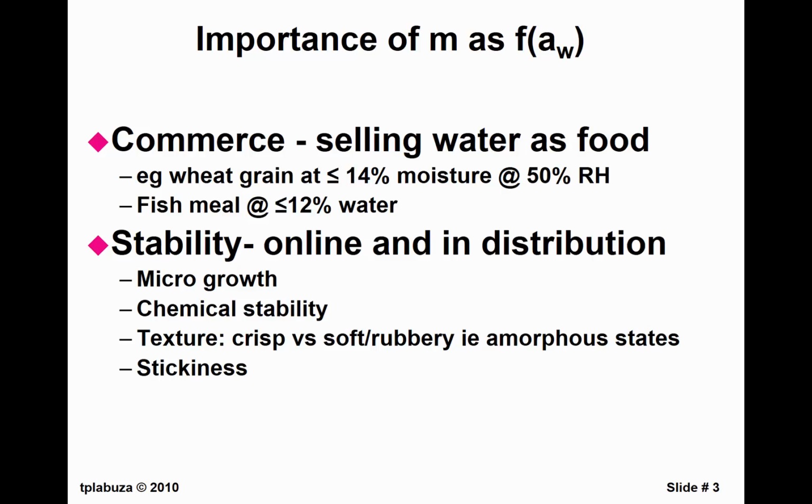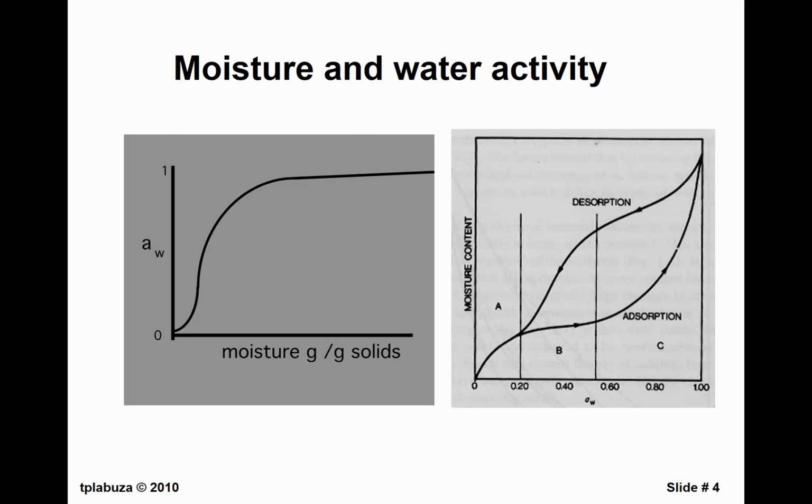And usually you want to have rapid methods, and we'll talk about some rapid methods. We also have importance in terms of stability, to know the water activity that controls microbial growth. It controls a lot of chemical reactions, controls texture, and then controls things like stickiness and caking, which are physical things. So knowing the water activity, knowing the moisture is a critical issue.